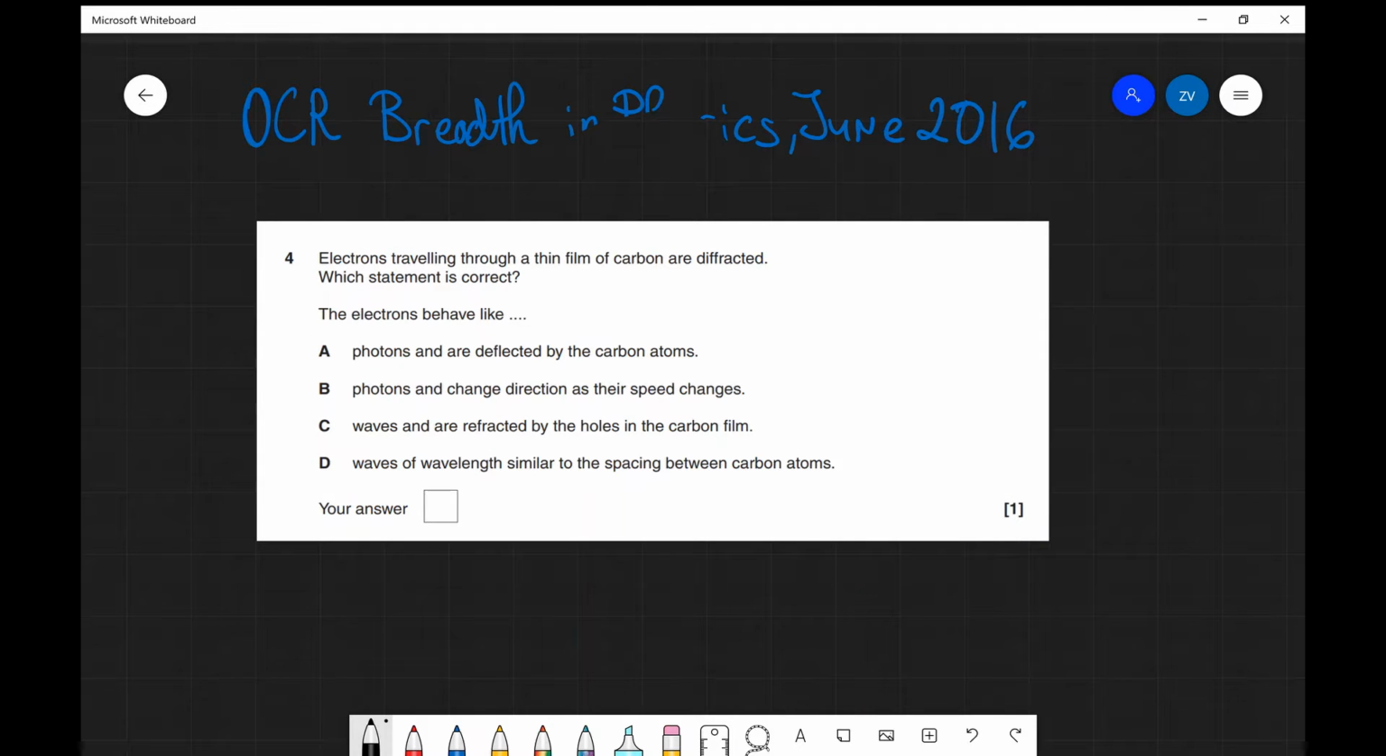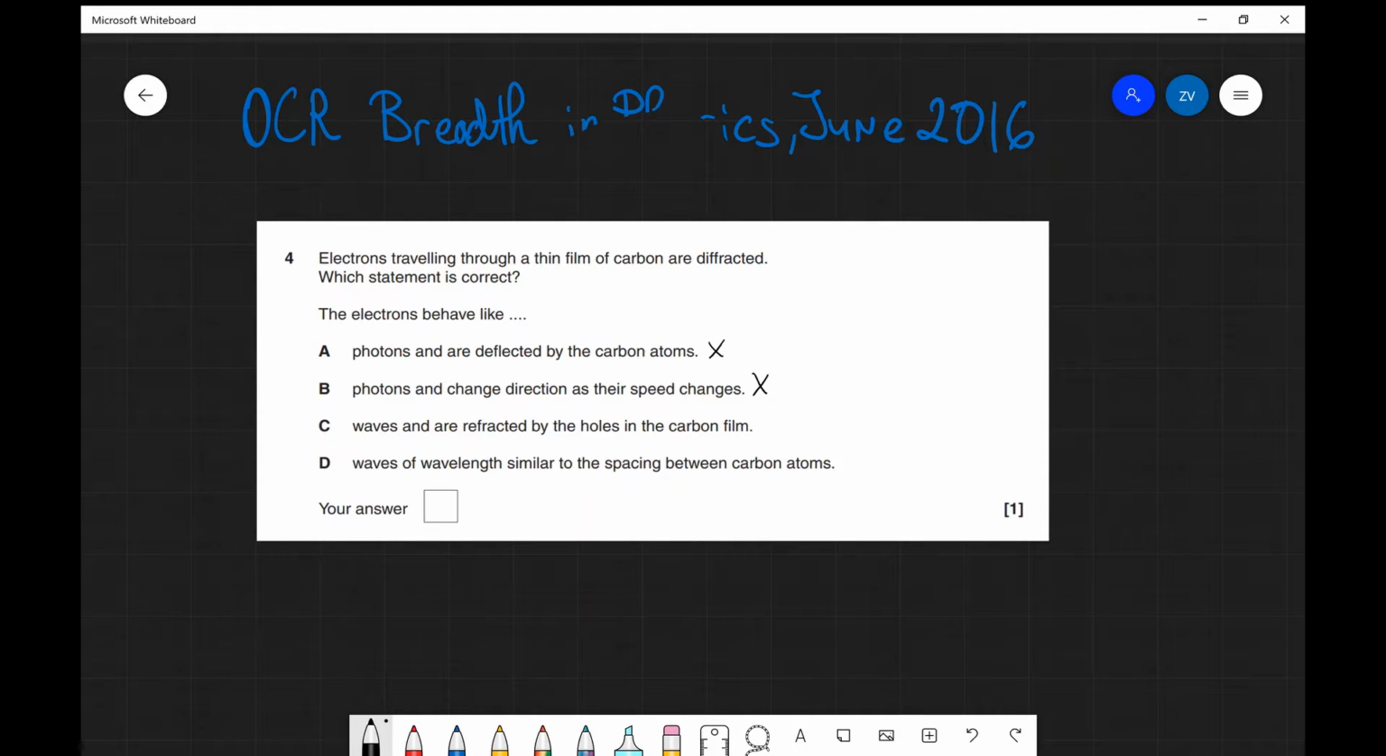Question number 4. Electrons traveling through a thin film of carbon are diffracted. Which statement is correct? The electrons behave like A, photons. Well, that's obviously not correct. The electrons do not behave like photons and they're not deflected by the carbon atoms. B, photons and change direction as their speed changes. Well, this is essentially refraction, but we know that that's not true, so they don't refract.